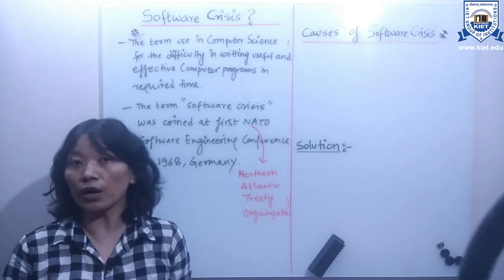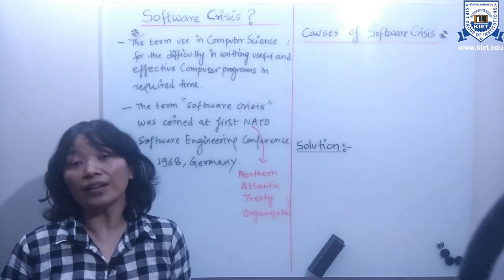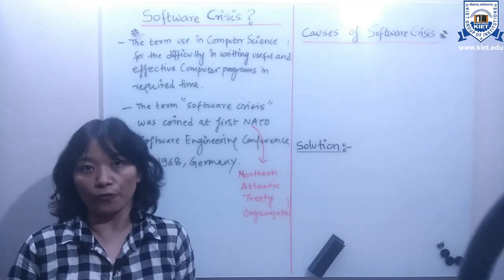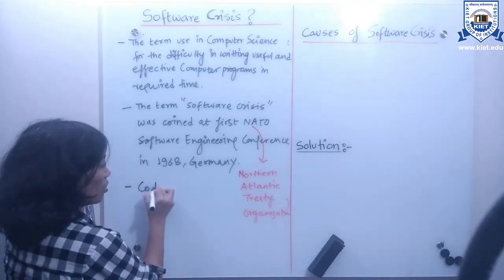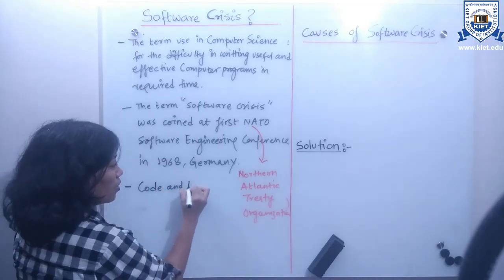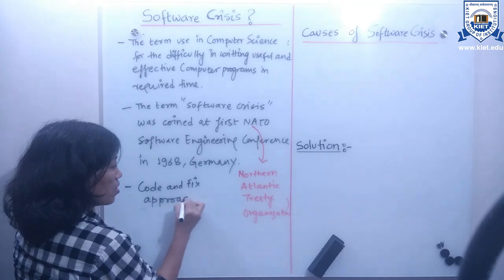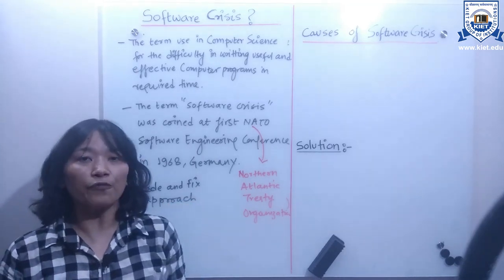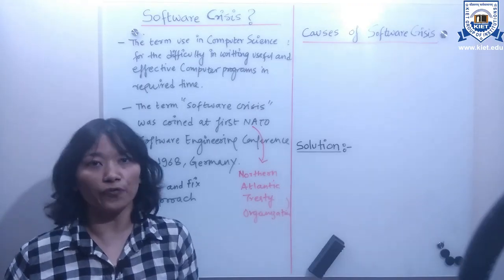And the discussion of this conference was software crisis because there were so many difficulties in developing large software systems during the era of the 1960s to 1970s. And the reason behind it is the approach they were using to build the software, and that approach is the code and fix approach.